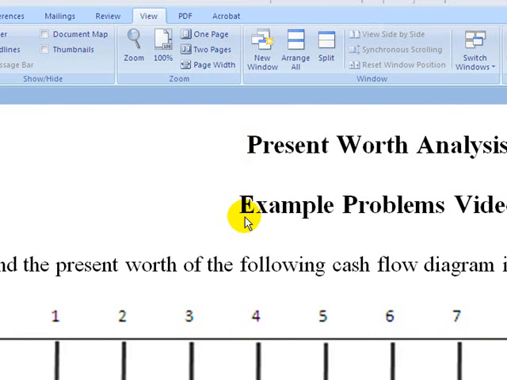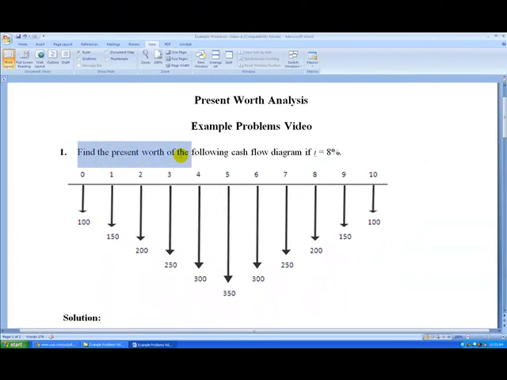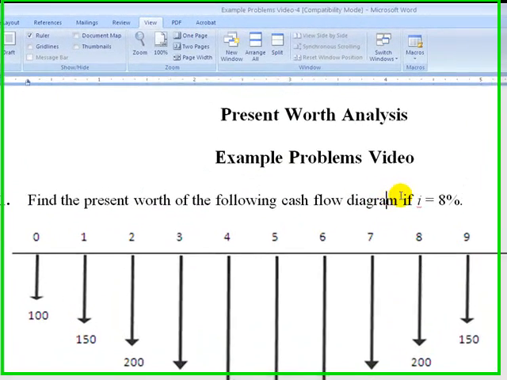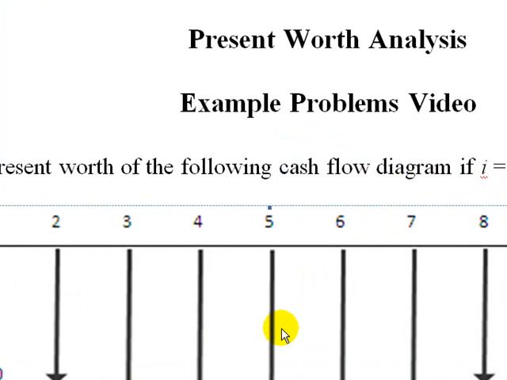So let's discuss the first problem here. I'm gonna read the problem first. Find the present worth of the following cash flow diagram if I, which is interest rate, is 8%. So cash flow diagram, probably you are hearing this term for the first time. Here you can see the cash flow diagram is given.